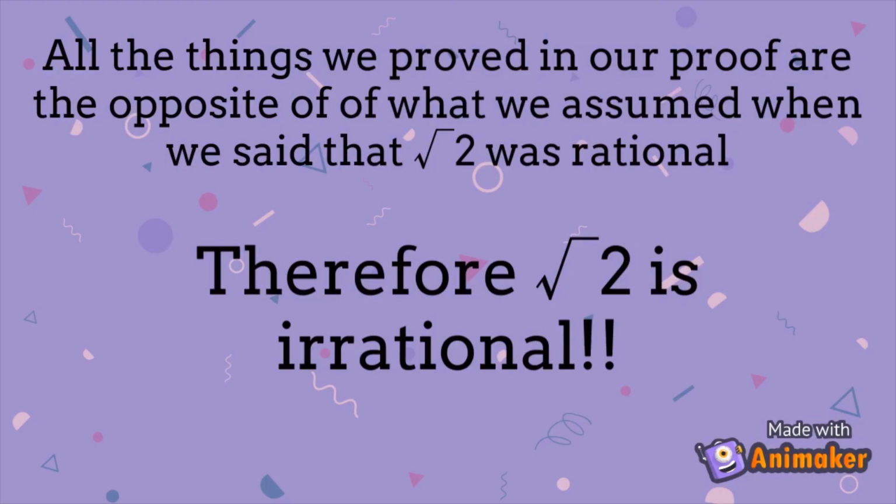A is even and b is even, thus contradicting what we said in the beginning. By both being even, they have factors in common and their fraction can be reduced. This is the opposite of all the things we said would be true if the square root of 2 was rational. Therefore, it is irrational.